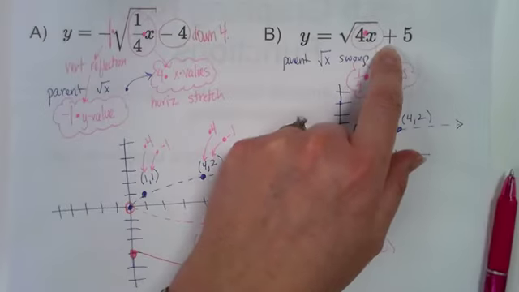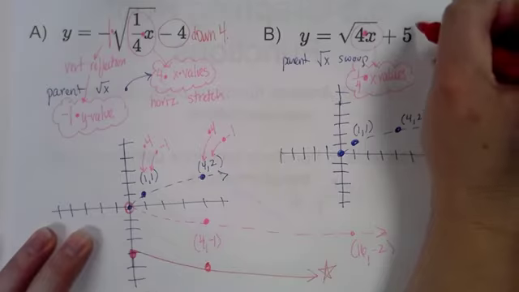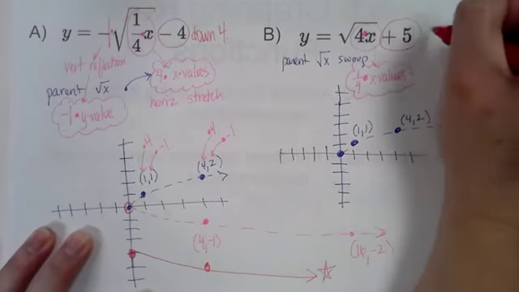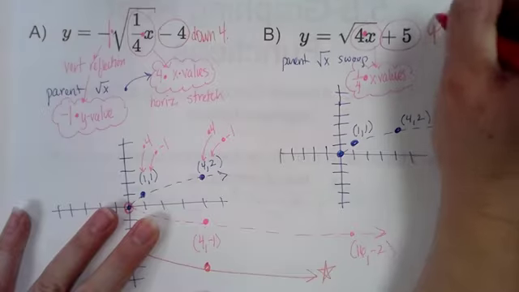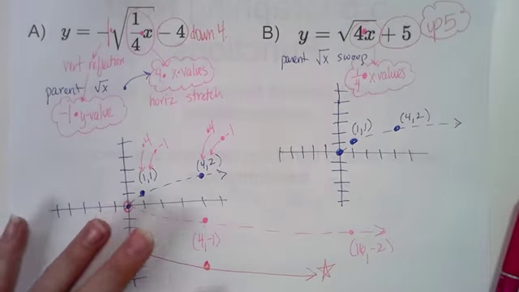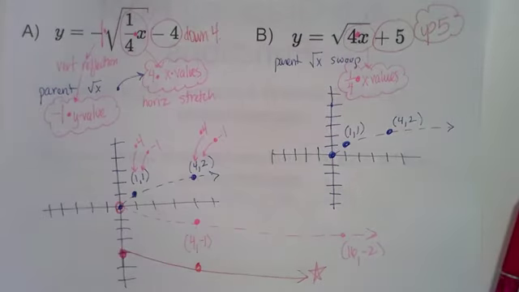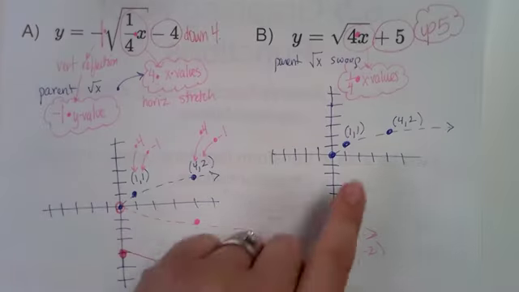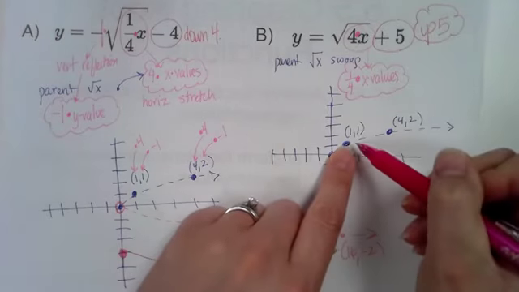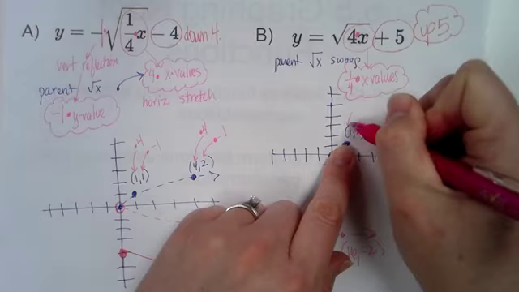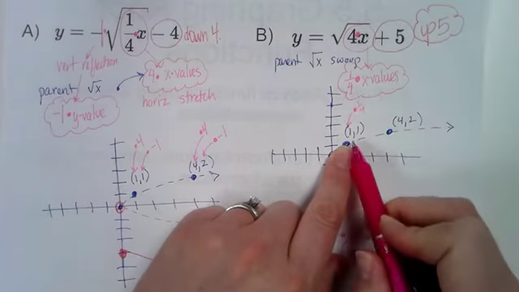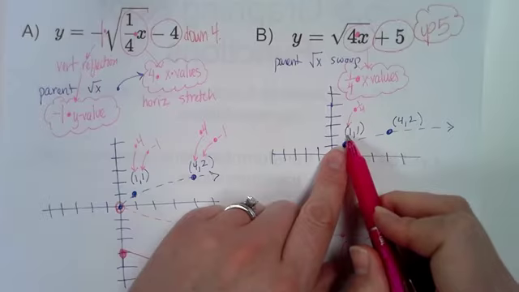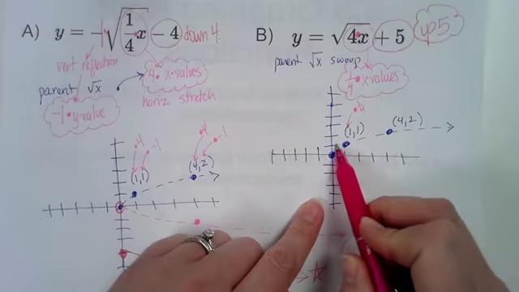Is that inside or outside? Outside. So the plus 5 affects the y values, vertical things. So this is making us go up 5. Okay, now here's on Delta Math where it gets a little bit tricky. If I were to take this point 1, 1 and multiply the x value by 1/4, what would it give me? 1/4, 1. So it slides in.